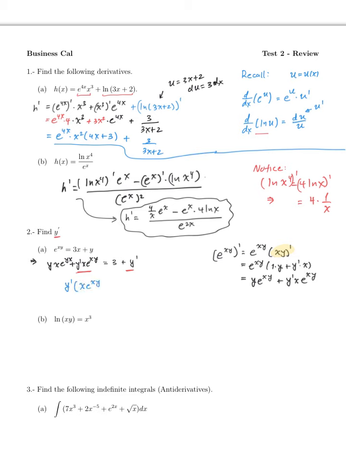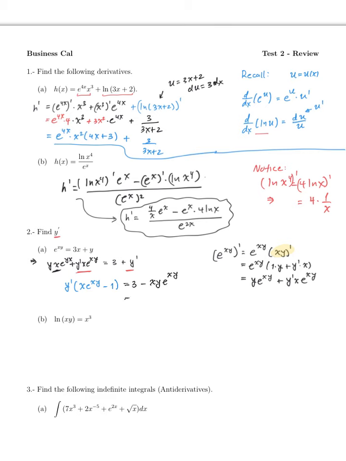You need to move this to this side. So it's going to be negative. So it will be minus 1. And then on the right side you have the 3, and then you need to move this to the right side, so it will be minus xy e to the xy.